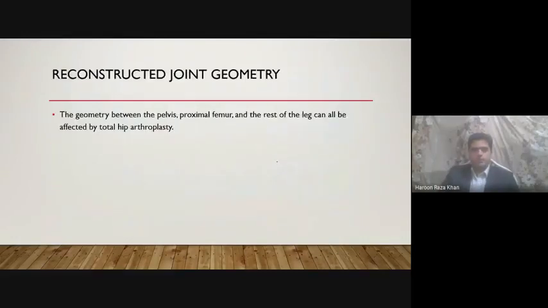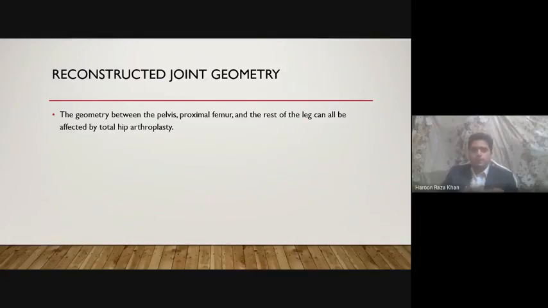Next, we will talk about reconstructed joint geometry. What you have to understand here, class, is that the geometry between the pelvis, the proximal femur, and the rest of the leg can all be affected by total hip arthroplasty. Changing this relationship can have a profound effect on the line of force transmission between the joint and the movement-generating capacity of muscles that cross the hip. So, joint geometry considerations make up a key component of the preoperative surgical planning.